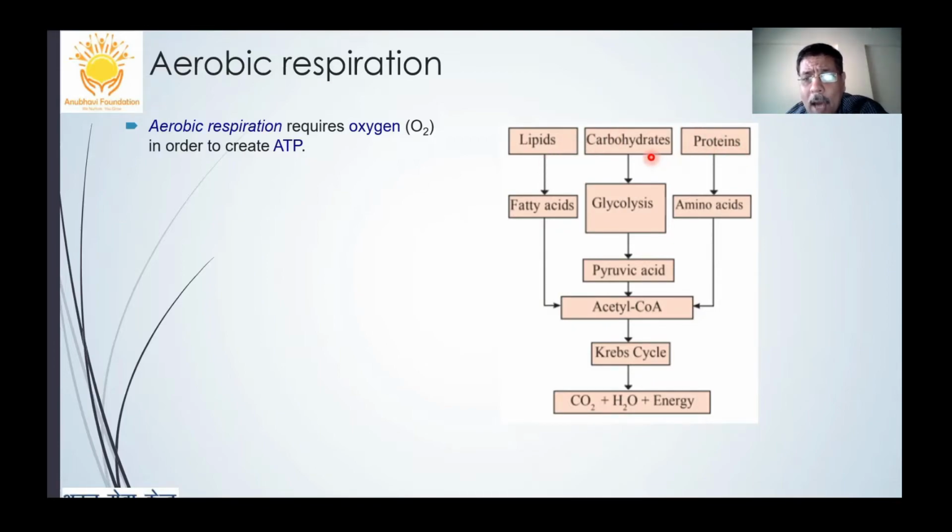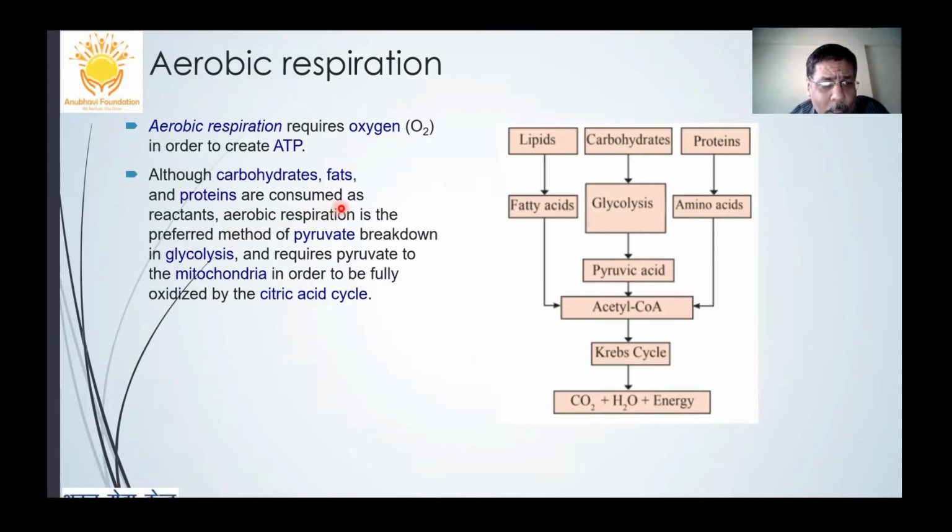If carbohydrates are less in amount in our body, due to fasting or any other reason, their resources have decreased. So aerobic respiration requires oxygen too in order to create ATP. Although carbohydrates, fats, and proteins are consumed as reactants, aerobic respiration is the preferred method of pyruvate breakdown.